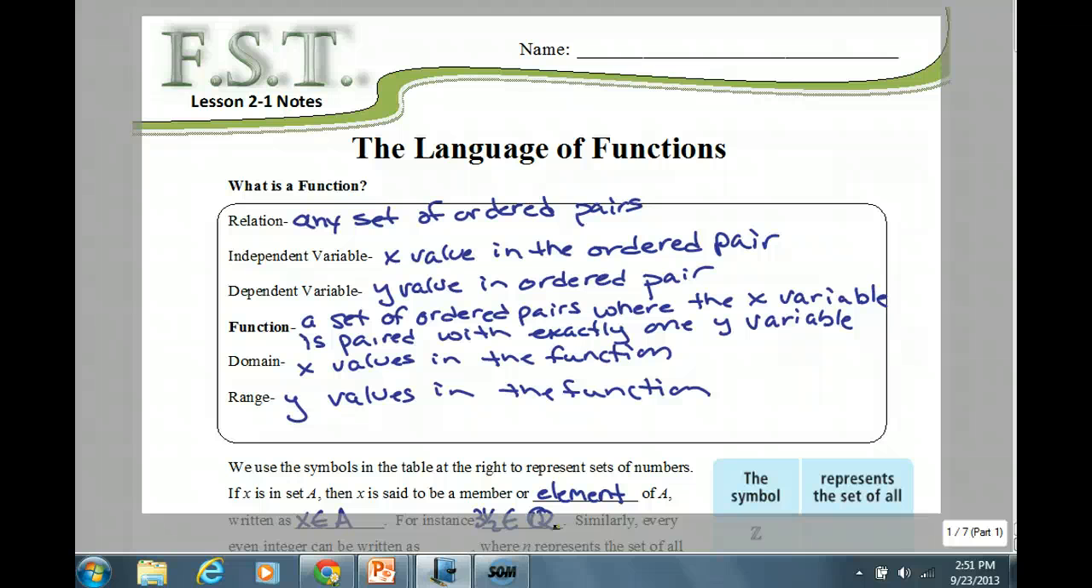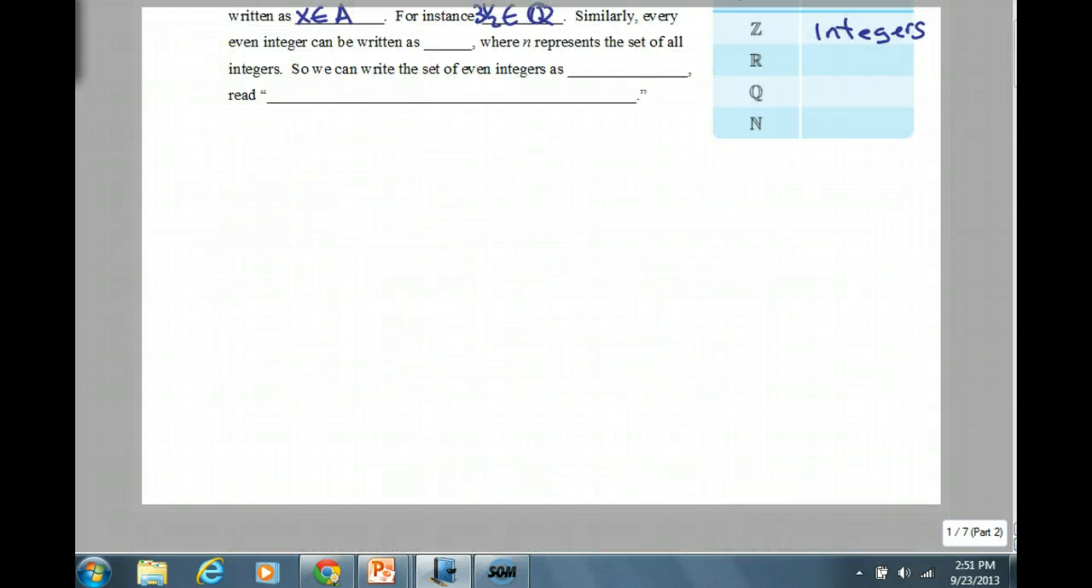Yep. Q. Q, in this case, if you look to the right, there is a chart. And you have Z, R, Q, and N on the side. Z stands for integers. Here's integers. R stands for real numbers. Okay? Q stands for rational numbers.